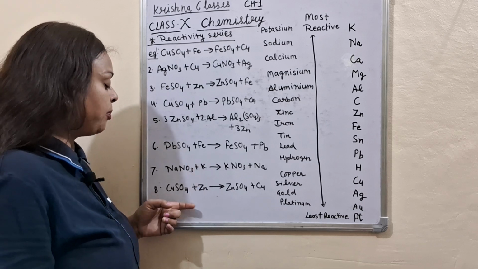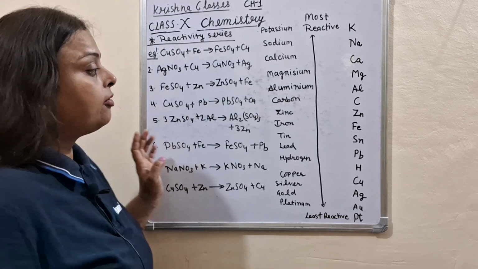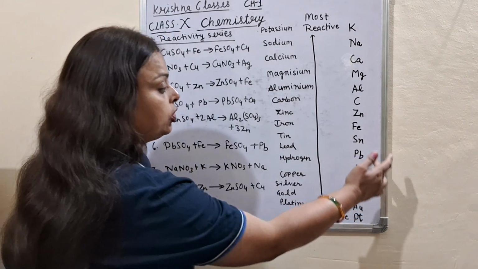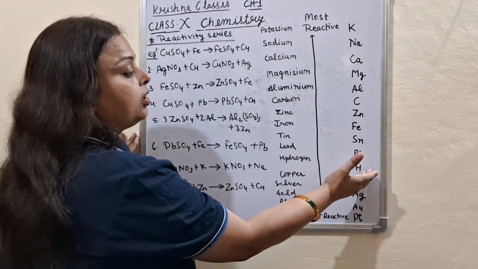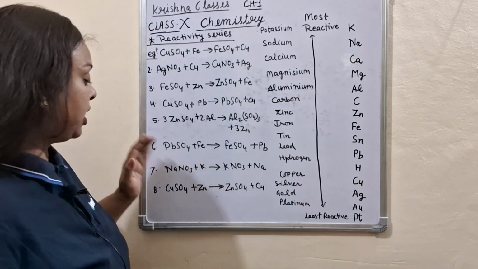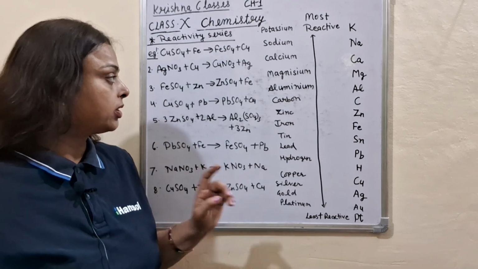The last example is copper sulfate plus zinc, giving zinc sulfate plus copper. Where is copper present? Copper is below the zinc, and zinc is three to four places above the copper. That's why zinc easily replaces the copper and forms zinc sulfate plus copper.